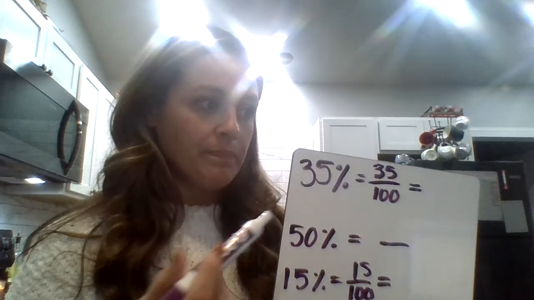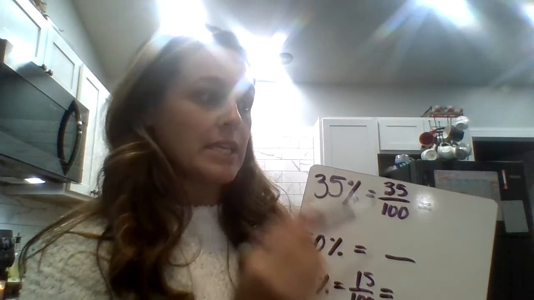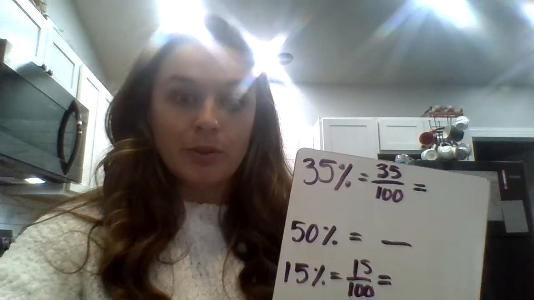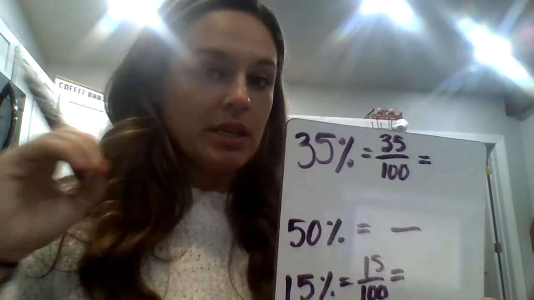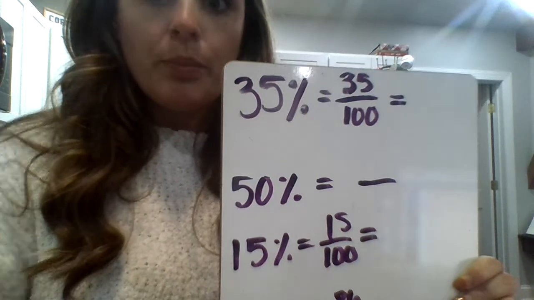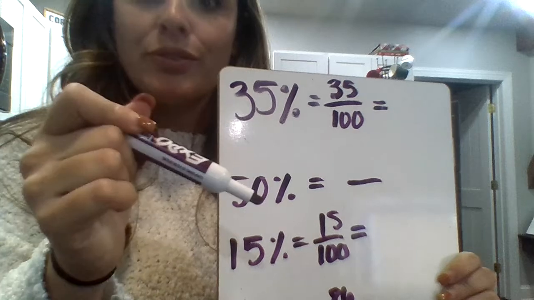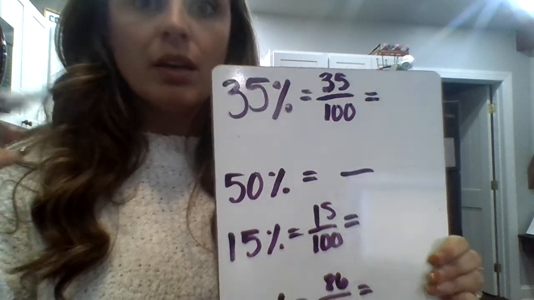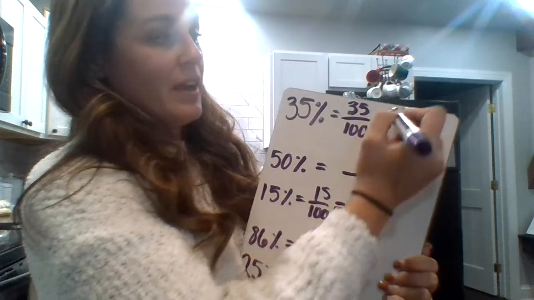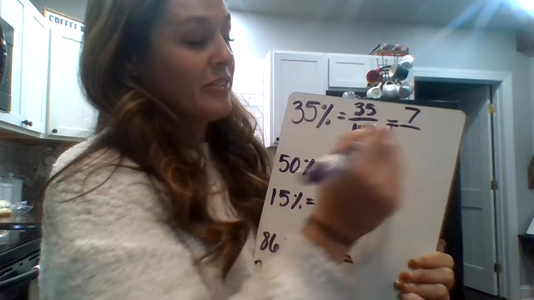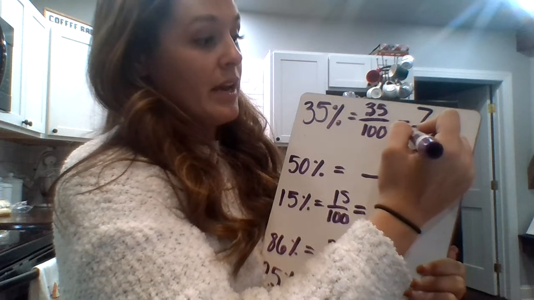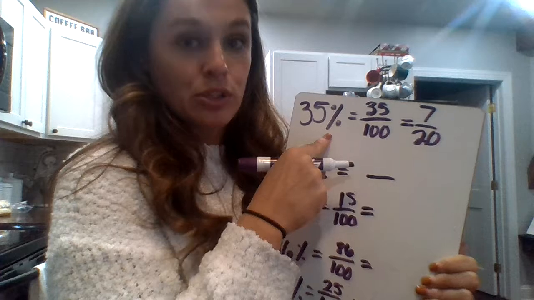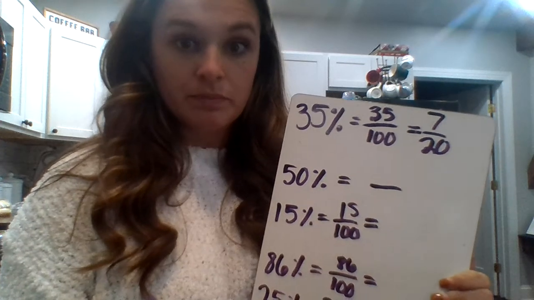So this first one, it wants you to turn 35% into a fraction. Well, it doesn't have this part, 35 over 100, but any percent is just over 100. So it starts like this, then you have to reduce it. What goes into 5 and into 100 to reduce it or simplify it? 5. So if I divide the top by 5, that's 7, and I divide the bottom by 5, that is 20. So 35% as a reduced fraction is 7 over 20.